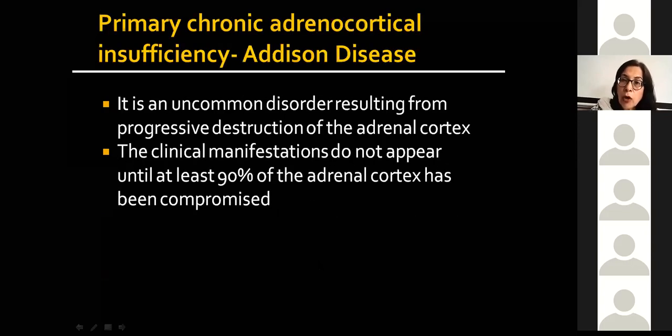Now, primary chronic adrenocortical insufficiency is called Addison's disease. It is an uncommon disorder resulting from progressive destruction of the adrenal cortex. Clinical manifestations do not appear until at least 90% of the adrenal cortex has been compromised. And when 90% of the adrenal cortex is gone, then the symptoms appear.